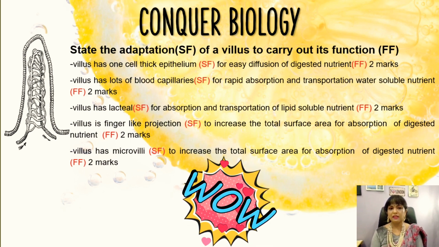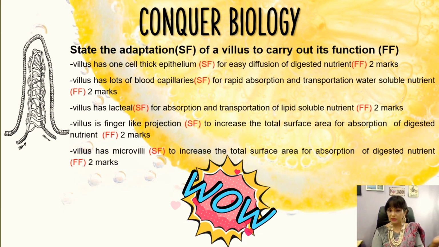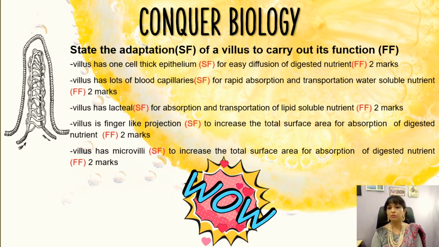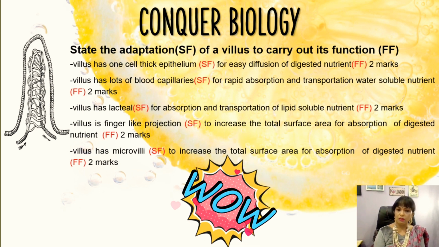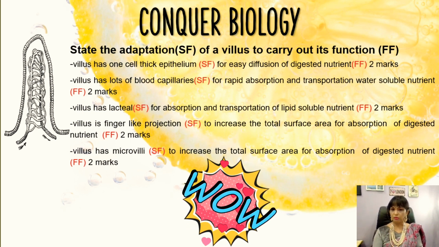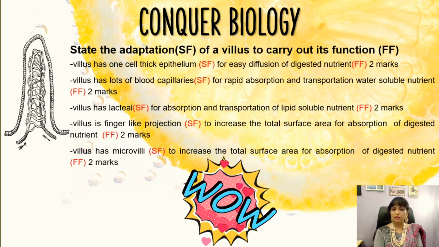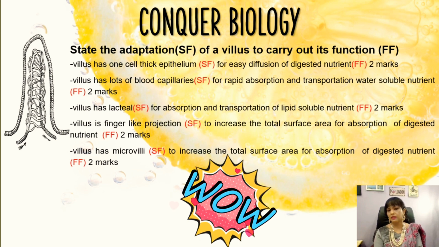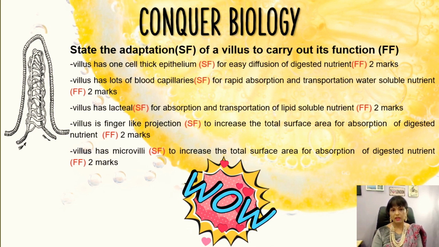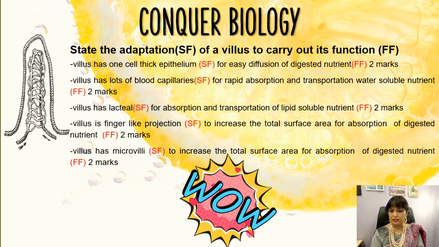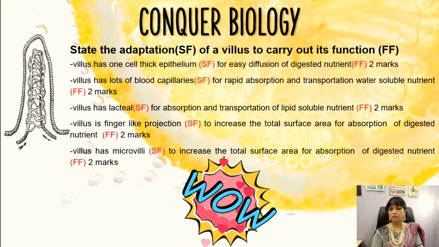So look at this answer. Villus has one cell thick epithelium. Structural feature. What is it for? Easier diffusion of digested nutrients. Has a lot of capillaries. Structural feature, followed by rapid absorption and transportation of water-soluble molecules. Villus has a lacteal for absorption and transportation of lipid-soluble nutrients. Villus is a finger-like projection to increase the total surface area for absorption of digested nutrients. Villus has microvilli, which are smaller projections, to increase the total surface area for absorption of digested nutrients.